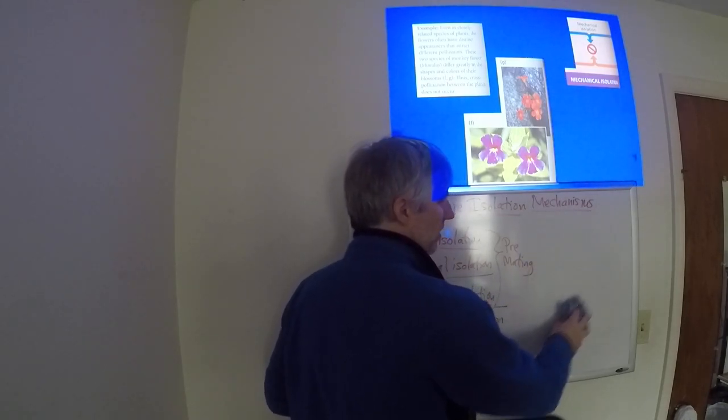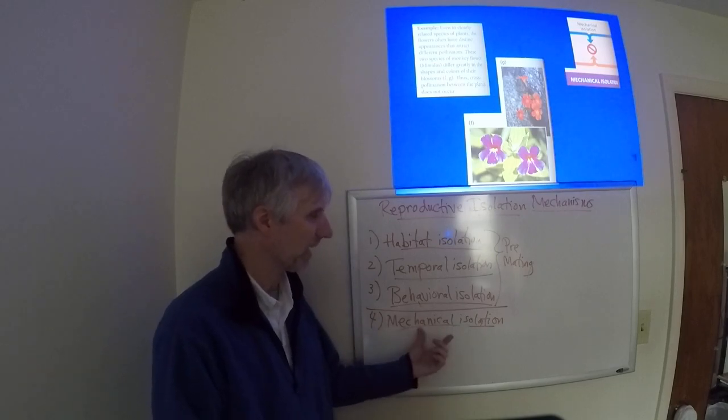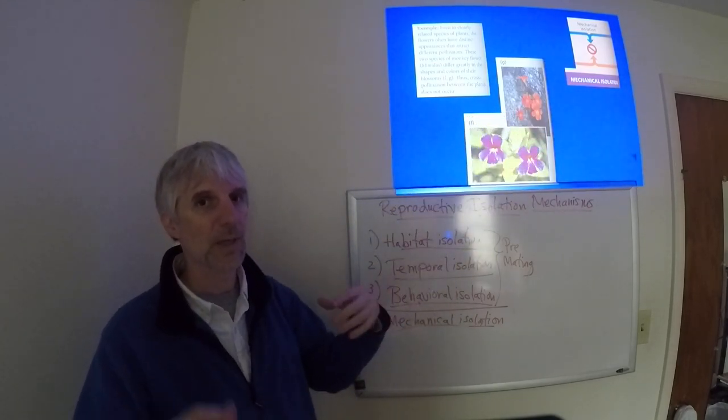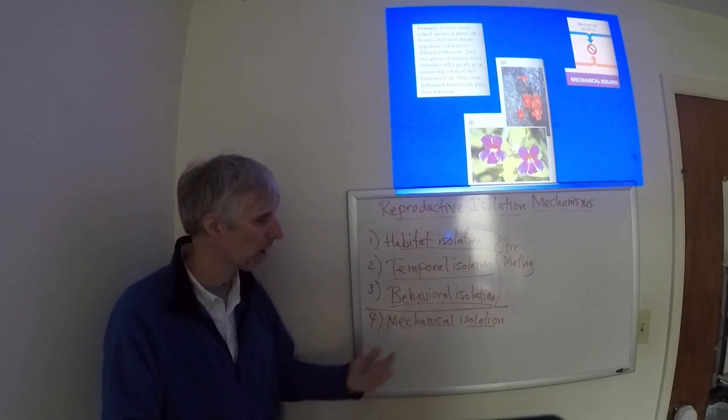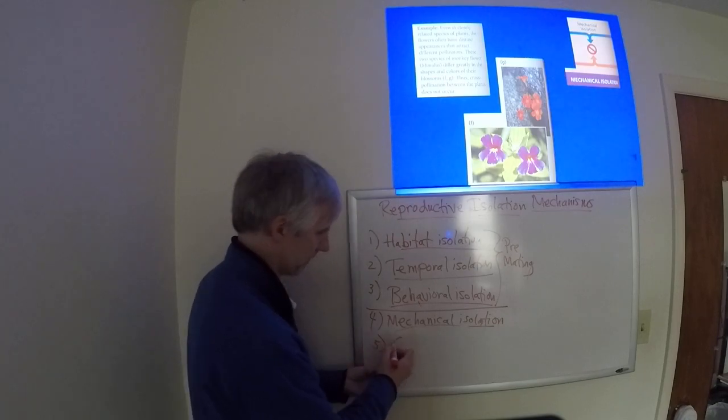The mating is still occurring, right? The dogs still want to mate, but they can't. The pollen is still being moved to the other flower type, but it's not being moved to the right part because of a mechanical issue. Okay?